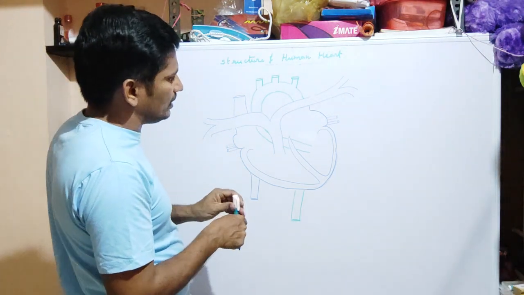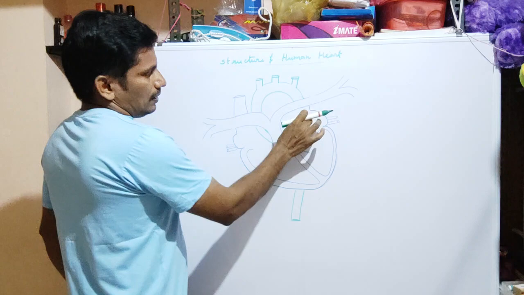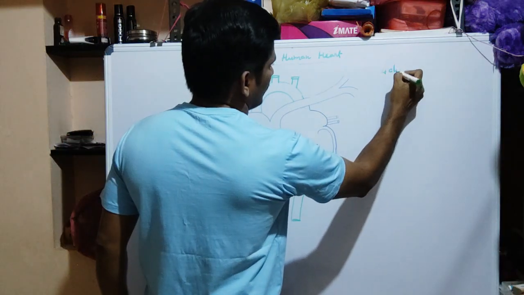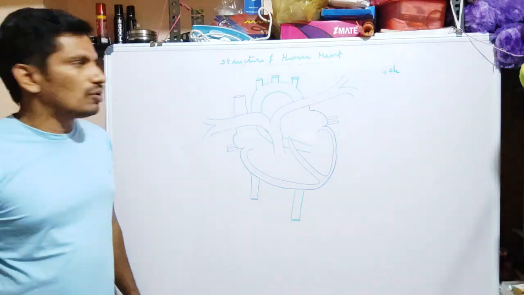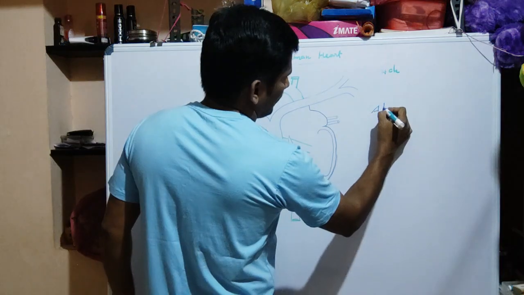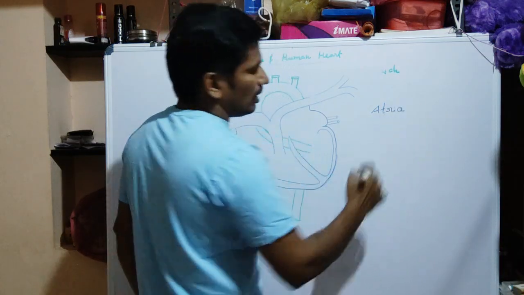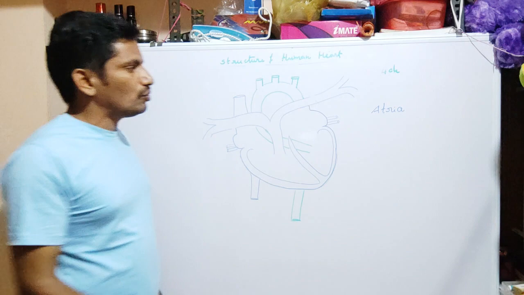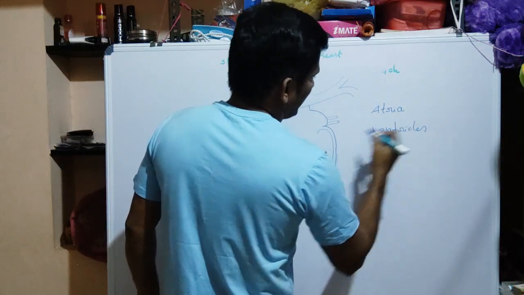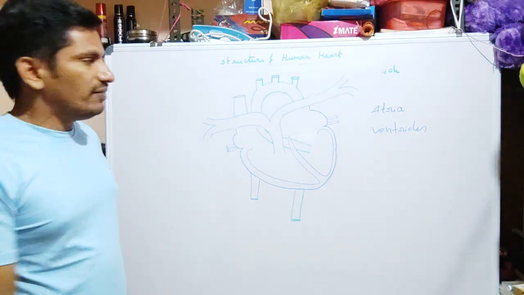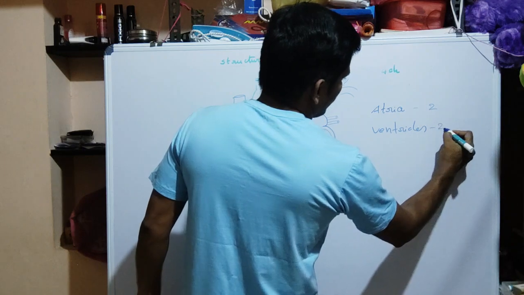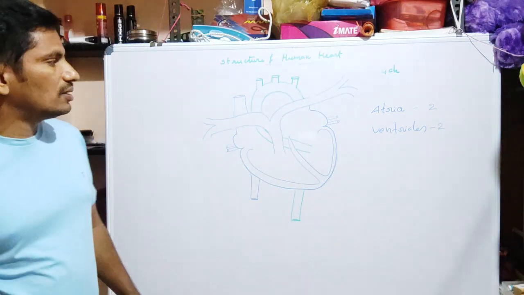In this internal structure, we said there are 4 chambers. The human heart has a 4 chambered heart. The upper two chambers are called the atria. What is the name of the chambers? Atria. Atria are the upper two chambers and the lower two chambers are the ventricles. Atria and ventricles. Atria are two, ventricles are two. Together 4 chambers.